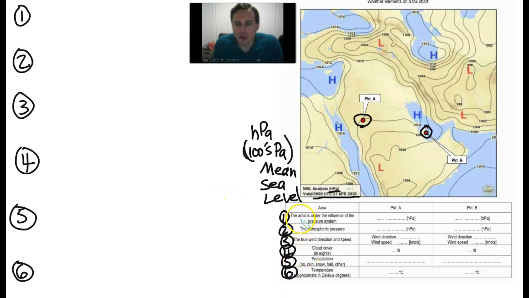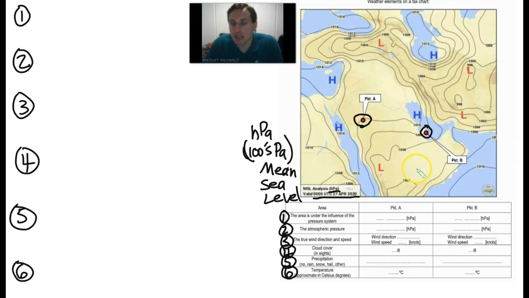So we have 6 things that we want to know. We want to know what kind of pressure system the area is under the influence of. We want to know what the atmospheric pressure is, number 2. We want to know what the true wind direction and speed is. And then we want to know the cloud cover in eighths. So in eighths, meaning a portion up to 8/8 would be fully cloud covered. 0 out of 8 would be purely clear, sunny skies. And then precipitation, and then the approximate temperature in degrees Celsius.